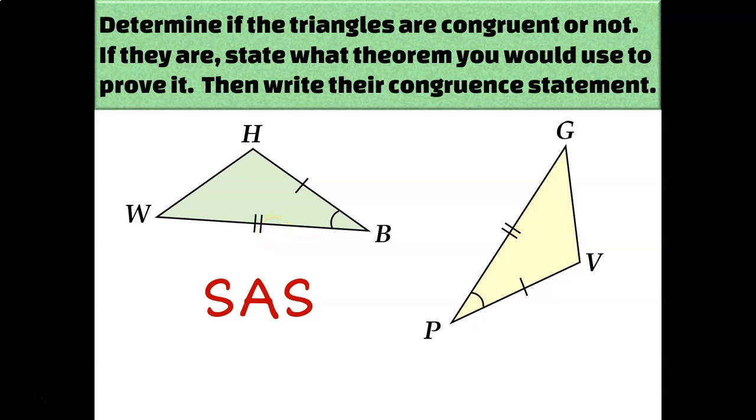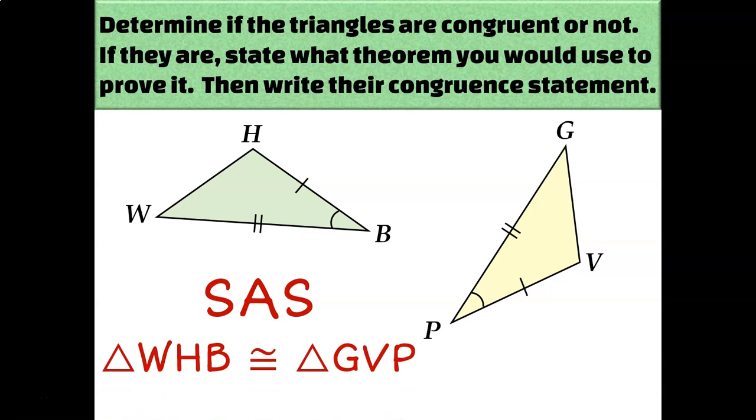Remember that you can name a triangle by stating all three vertices of that triangle in any order that you want to. So let's say, for example, I call the first triangle WHB. Well, I can't just call the other triangle in whatever order I want to then. I have to make it in a corresponding order. So the first triangle's name, make it whatever you want. But the second triangle's name has to go in a corresponding order in order for your congruent statement to be correct. So if I start out with triangle WHB for the first triangle's name, I would need to call the second triangle GVP. That way it goes in a corresponding order.